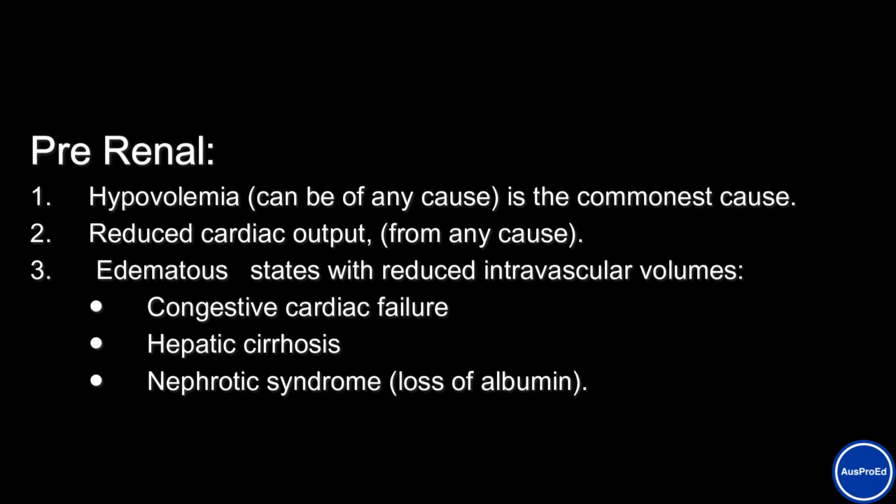So under pre-renal, this is due to usually reduced systemic blood flow with secondary reduction in renal perfusion. So we can think about hypovolemia, and hypovolemia can be of any cause. Hypovolemia is one of the commonest pre-renal causes. Another one is reduced cardiac output, again from any cause. And edematous states with reduced intravascular volume, so things like congestive cardiac failure, hepatic cirrhosis, or nephrotic syndrome.